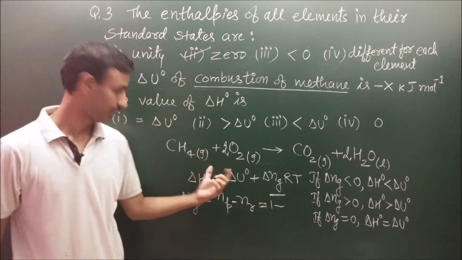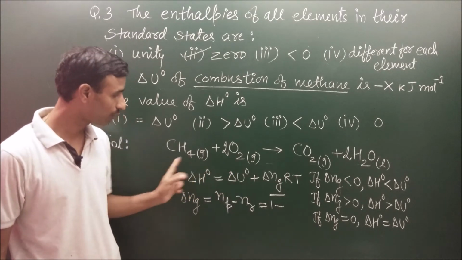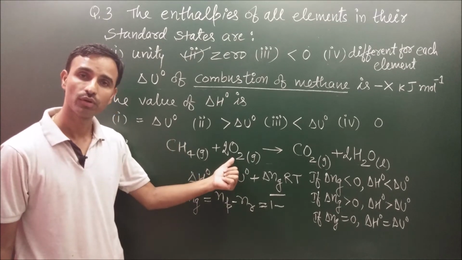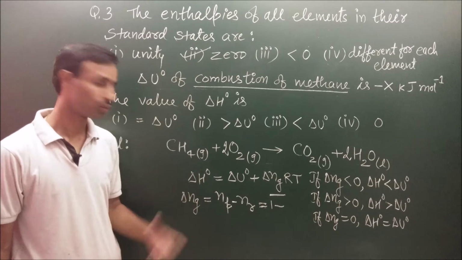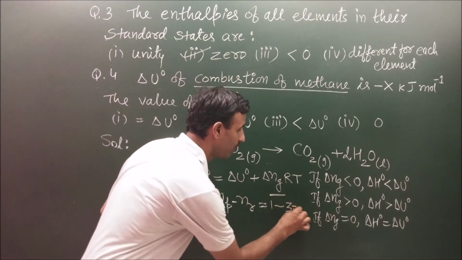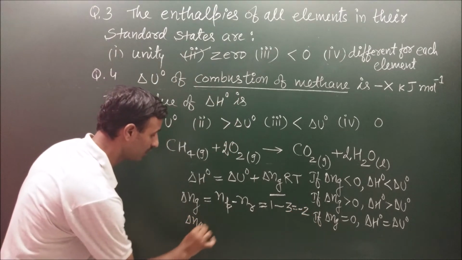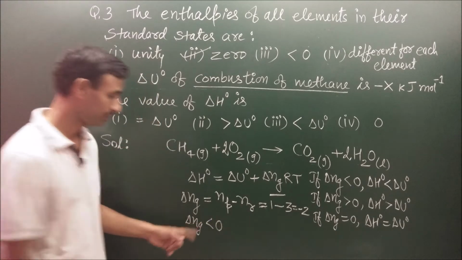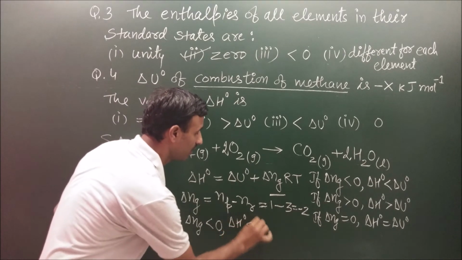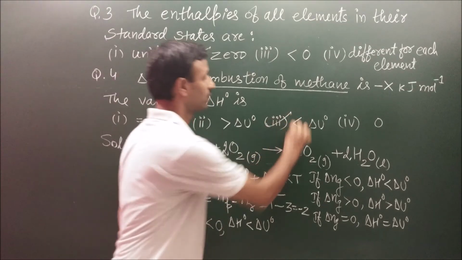Now come to this part. CH4 is gas, O2 is also gas. So total number of moles, 1 mole of methane and 2 moles of O2. So total 3 moles. So 1 minus 3 becomes minus 2. It means delta Ng is less than 0. So delta H naught is less than delta U naught. So that means the right option is 3.